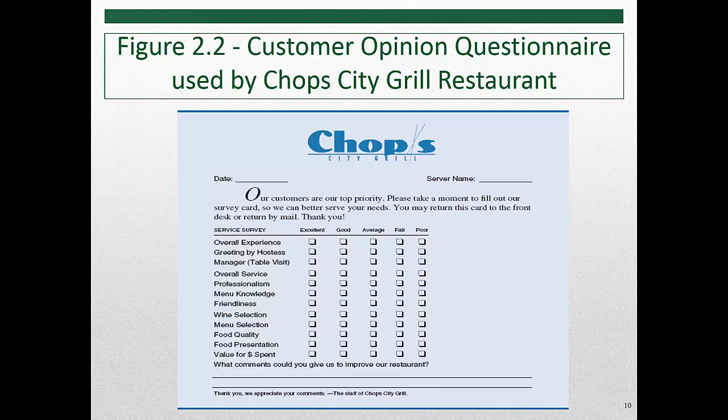Let's look at one example for the non-experimental study. This Figure 2.2 shows a customer opinion questionnaire used by Chop City Grill in Naples, Florida. Note that the customers who filled out the questionnaire are asked to provide ratings for 12 variables, including overall experience, the greeting by the hostess, the table visit by the manager, overall service, and so on. The response categories of excellent, good, average, fair, and poor provide categorical data that enable Chop City Grill management to maintain high standards for the restaurant's food and service.